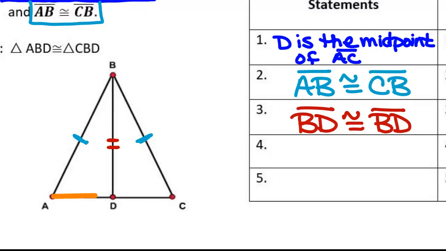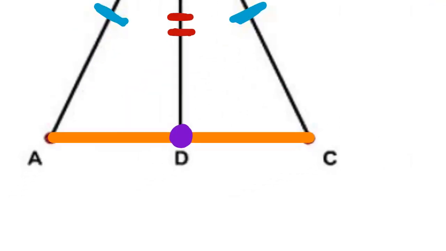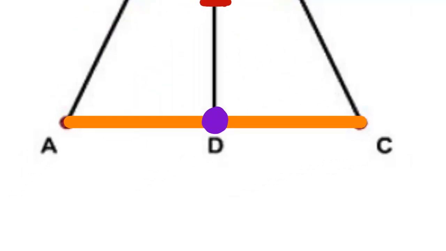Here is side AC, and it tells me that D is the midpoint of that. What do midpoints do again? Cut it in half. So what kind of a marking could I add to this picture because D is the midpoint? I can add some congruence marks. Where can I add those congruence marks? AD and DC. So I just added marks to my picture.